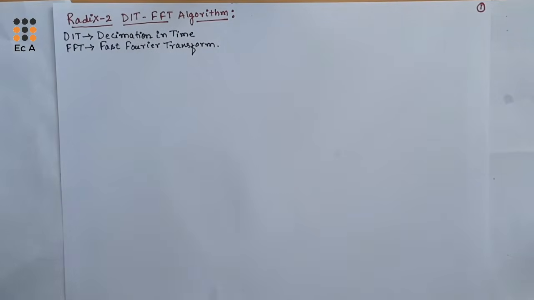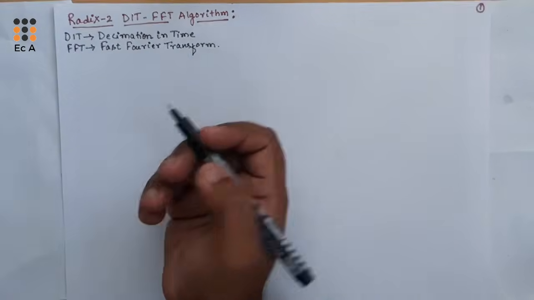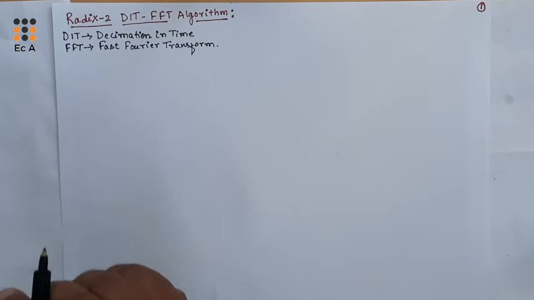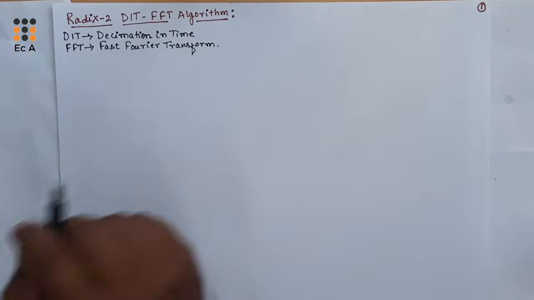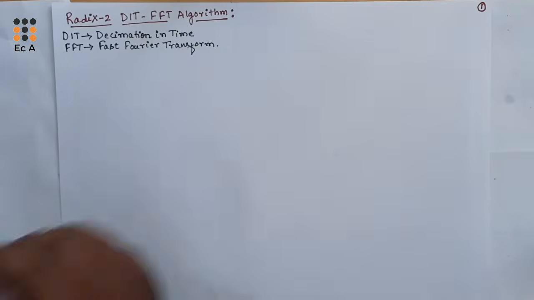For example, if we take an 8-point DFT, that DFT will be decomposed into 4-point DFTs, and then those are decomposed into 2-point DFTs. So, this 8-point, 4-point and 2-point are in powers of 2. That is why it is known as Radix-2 DIT FFT.